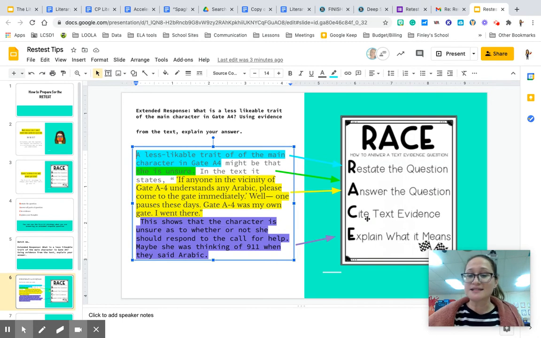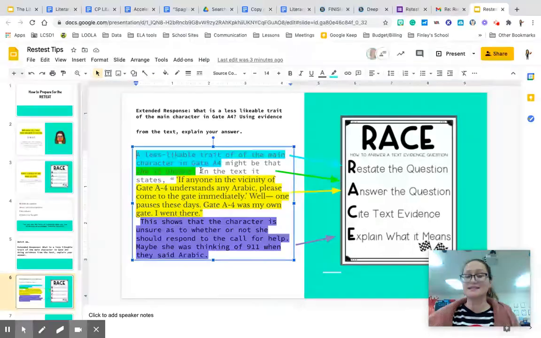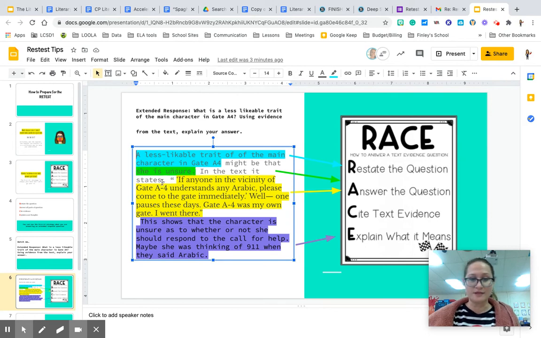All right, now I need to cite my text evidence. Here's a great transition. In the text, it states. All right, and then I want to quote that because these are not my words. "If anyone in the vicinity of Gate A4 understands any Arabic, please come to the gate immediately. Well, one pauses these days. Gate A4 was my own gate, so I went there." So guys, citing text evidence is like copying, pasting directly from the text. So you can have the short story up and you can copy and paste directly from the text.